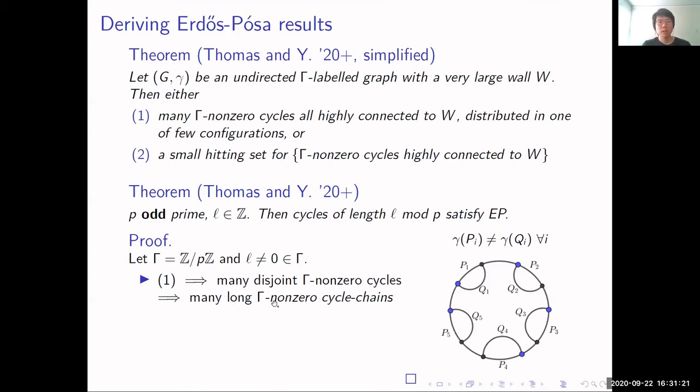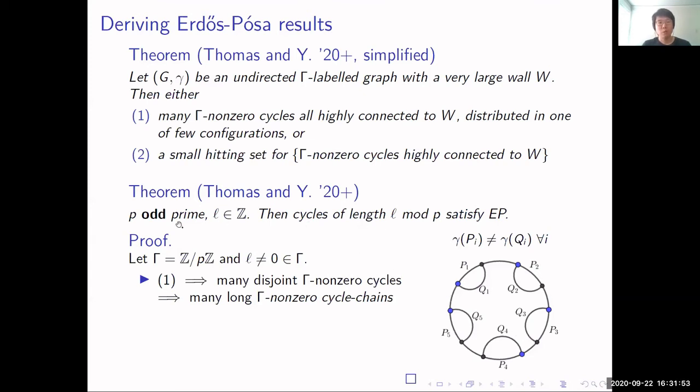So I call these non-zero cycle chains. I have this big cycle, and I have these paths attaching to the cycle in a disjoint way, such that the weight of this path P1 is different from the weight of Q1 for all pairs. The point of this is that I start with the cycle, and by rerouting the cycle through some of these Qs, I obtain a cycle of different weight.